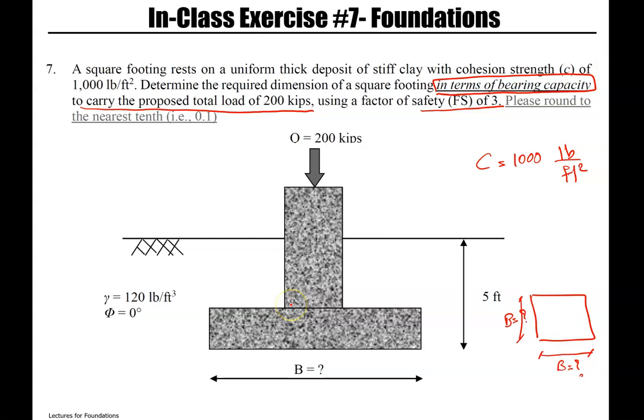There is no groundwater table. Moist unit weight is 120 pounds per cubic feet. Friction angle 0 degrees, and depth of foundation is 5 feet.